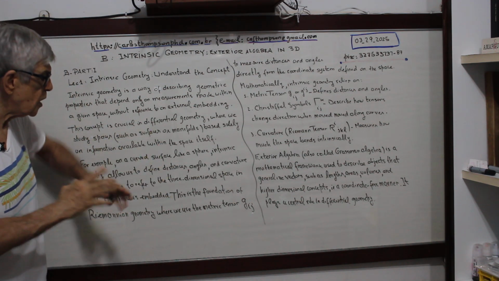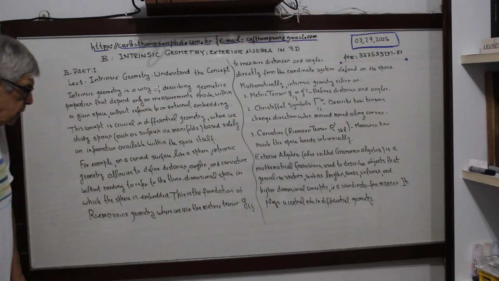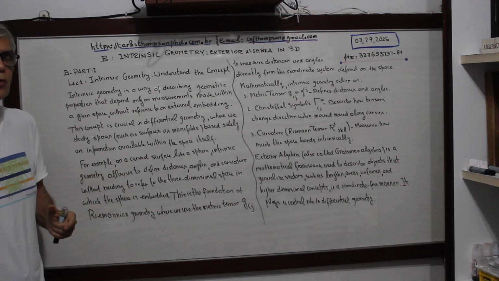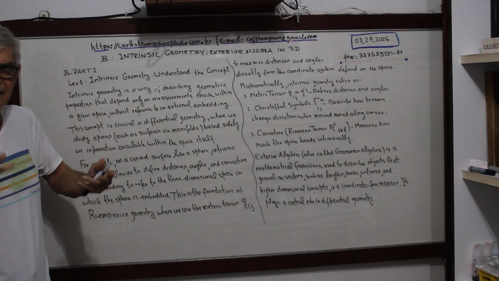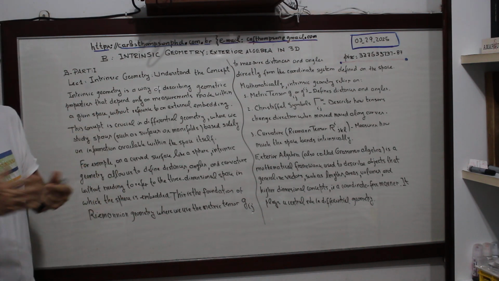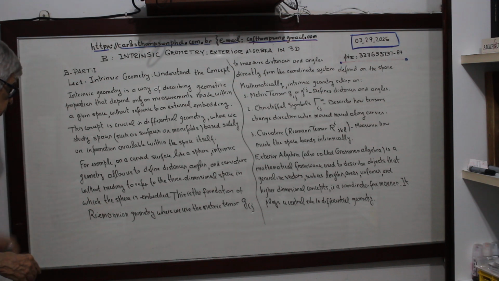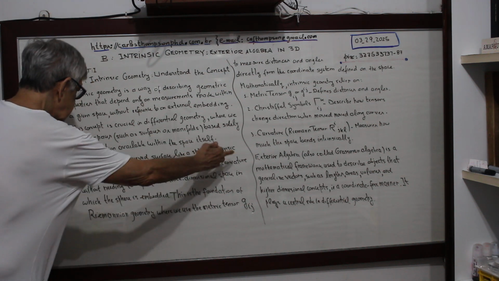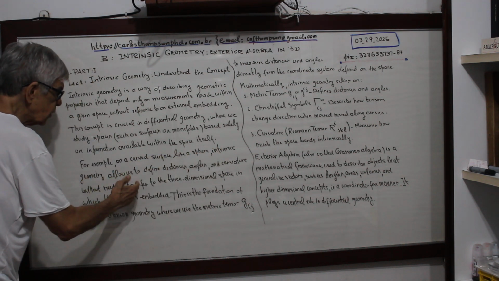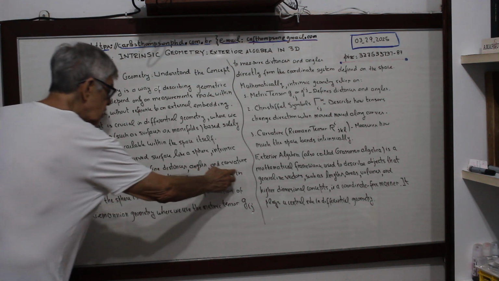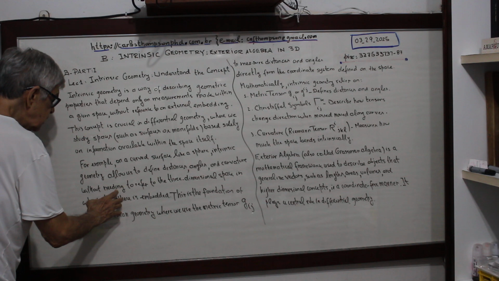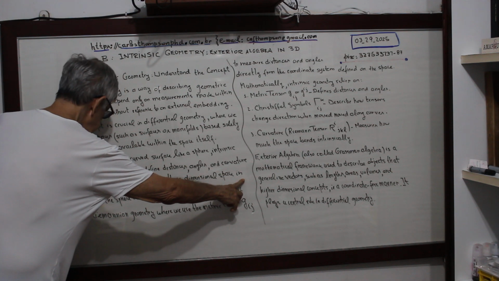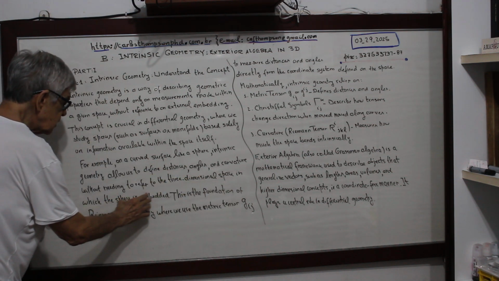Intrinsic geometry, as I said here, means the external is not considered. Only the surface, or a line, or a volume. For example, on a surface like a sphere, intrinsic geometry allows us to define distance, angles, and curvature without needing to refer to the three-dimensional space in which the sphere is embedded.